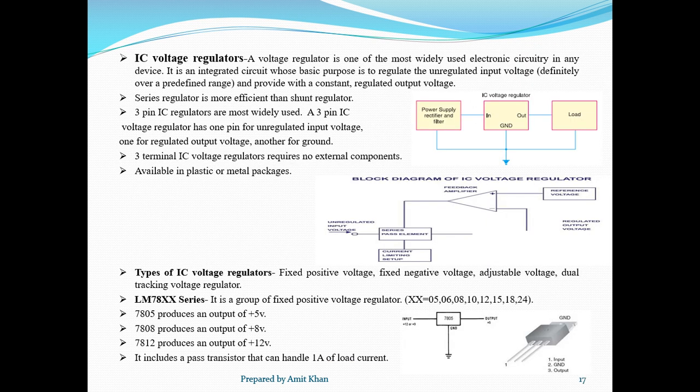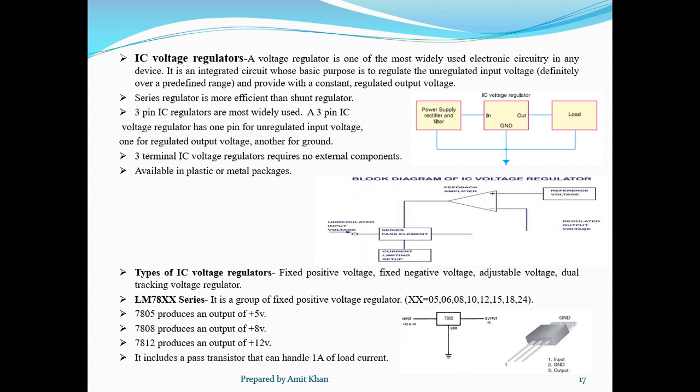Next comes IC voltage regulators. The voltage regulator is one of the most widely used electronic circuitry in devices. It is an integrated circuit whose basic purpose is to regulate the unregulated input voltage and provide a constant regulated output voltage. You can see the block diagram of an IC voltage regulator.